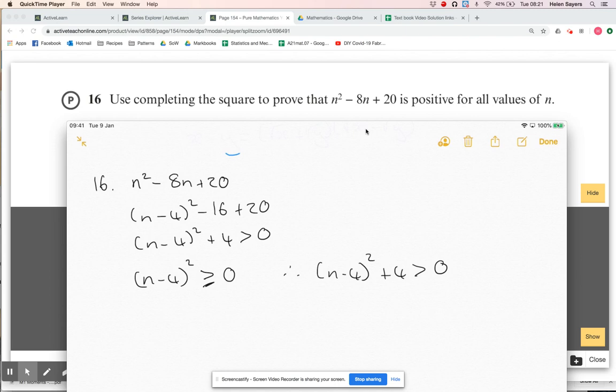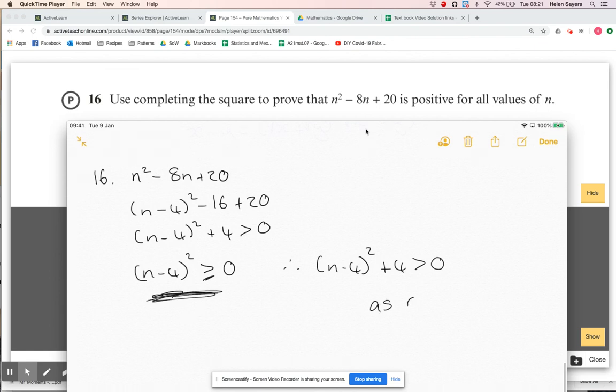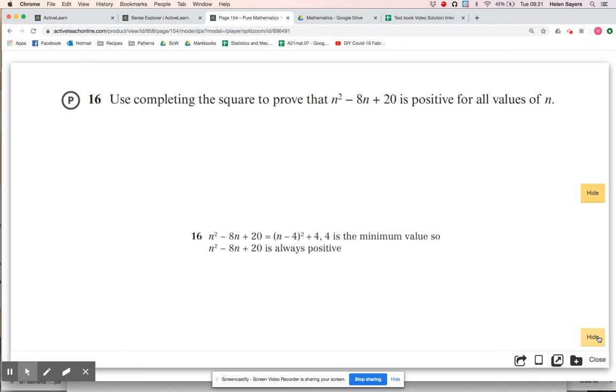So this would be correct. I wouldn't write it for this particular proof, but that would be a correct statement. So n minus 4 squared, moving from this to this, if anything squared is always greater than or equal to 0, if you then add 4 to it, it's always greater than or equal to 4. So that is correct, but that's not really answering the proof they asked for. That's what they asked, to show that it's always positive. Okay, job done.